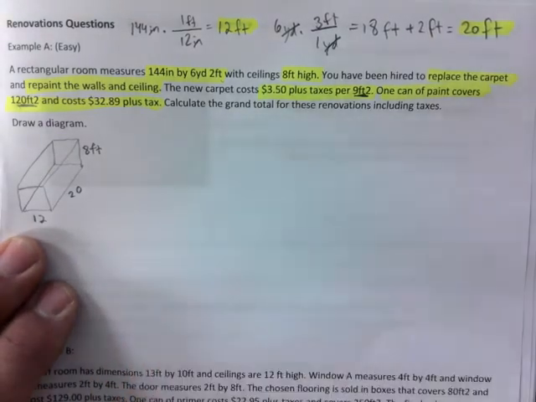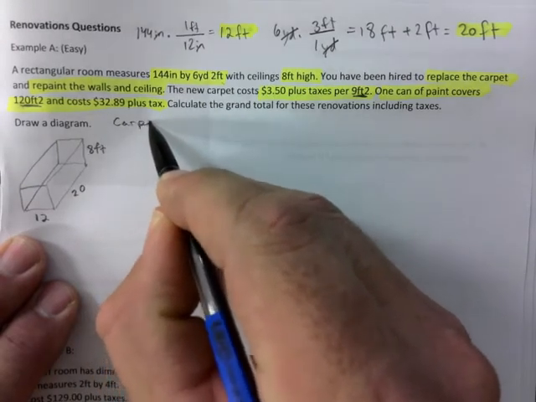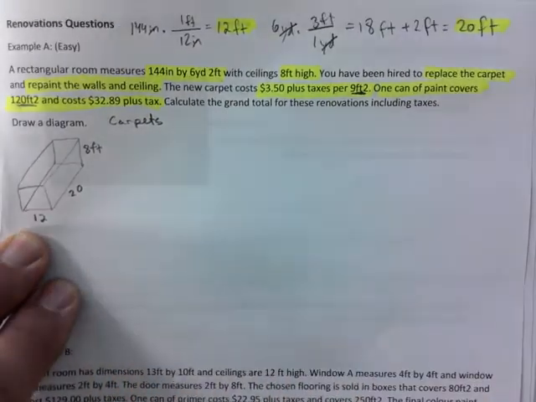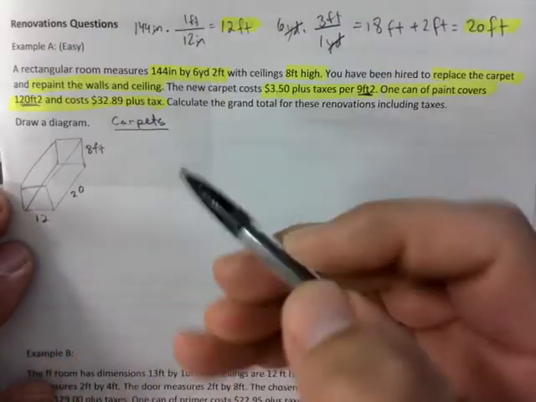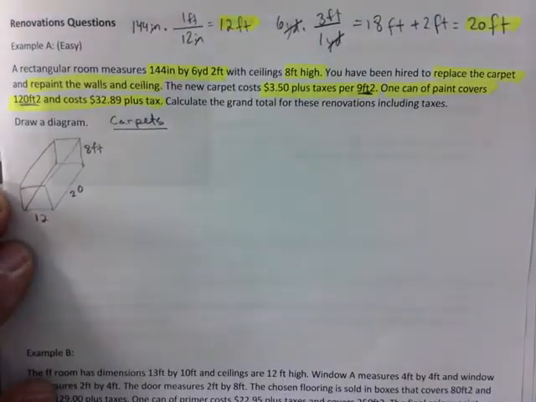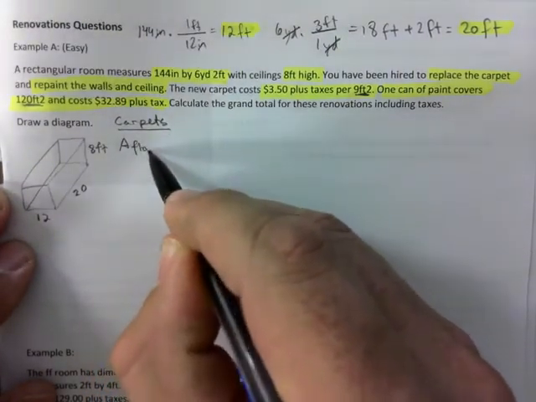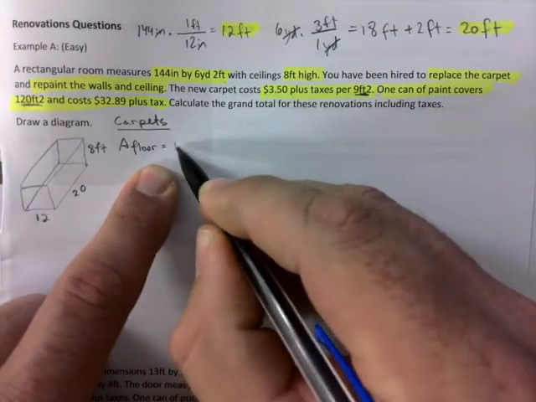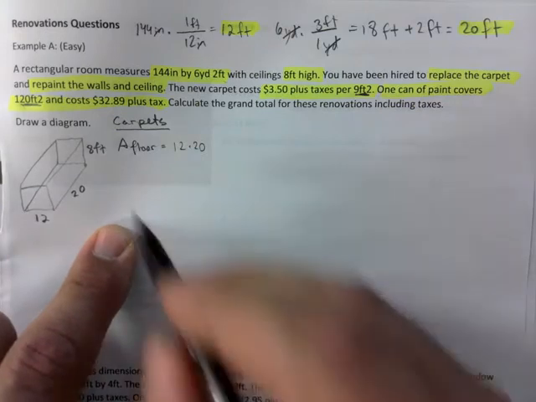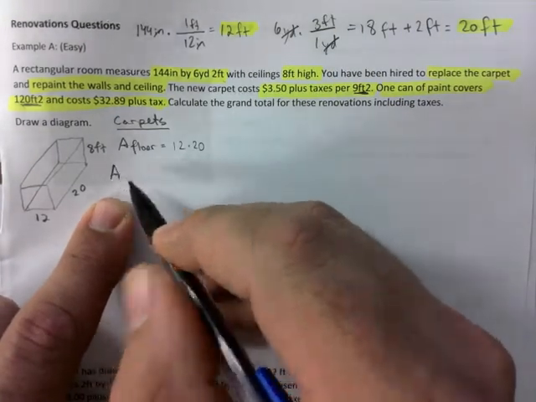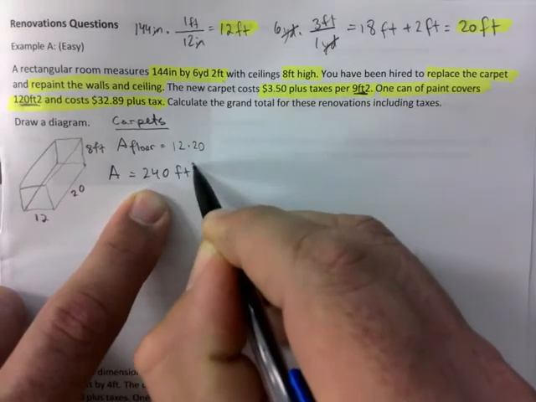So what should I do first? I will maybe do carpets first. So be smart with using your space, right? I'm going to just focus on carpets here. And the carpet obviously is just the floor, correct? So I just need the area of the floor, which is just 12 times 20. I'm just going to assume you understand that that's a rectangle. And so the area of the floor is 240 square feet.